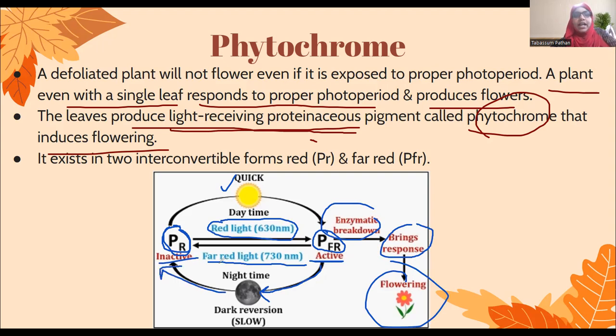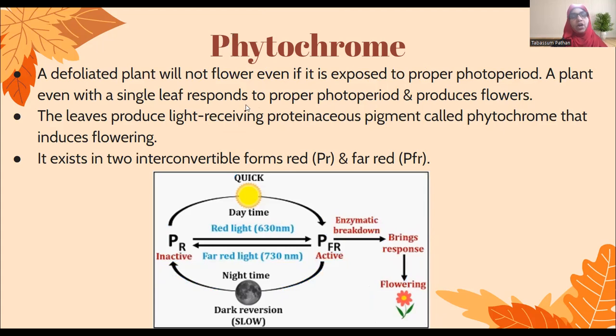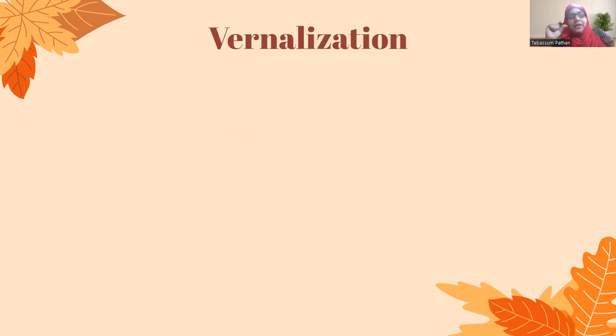During nighttime, it absorbs light of the far red region at 730 nanometer, and from the active form, it gets converted into the inactive form. Okay, so this is the role of phytochrome in any plant. Right? So it is produced in the leaves of the plant. Fine. That was all about phytochrome, a short information.